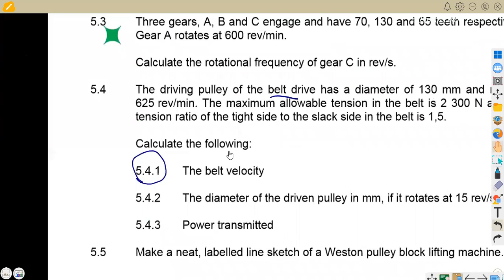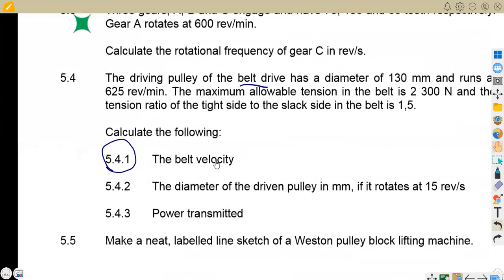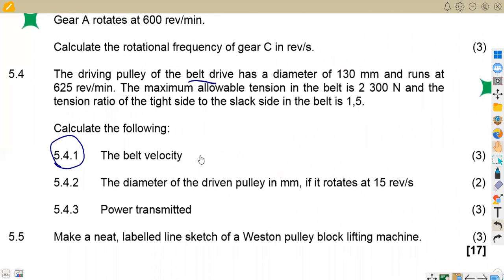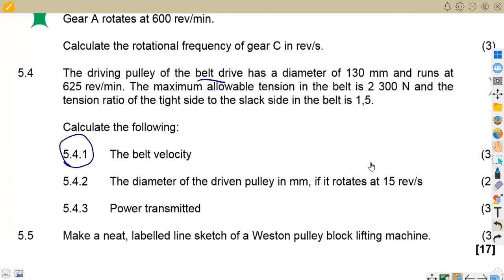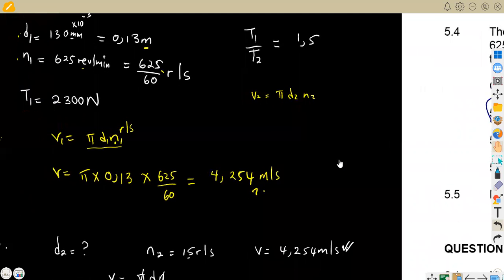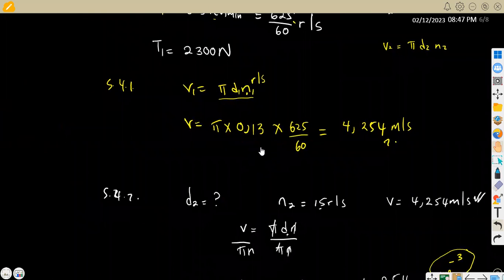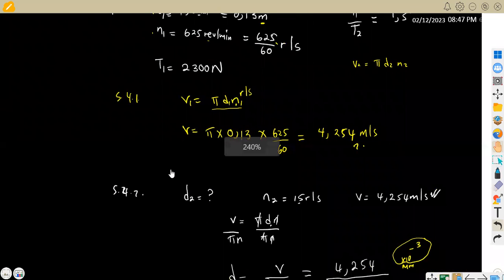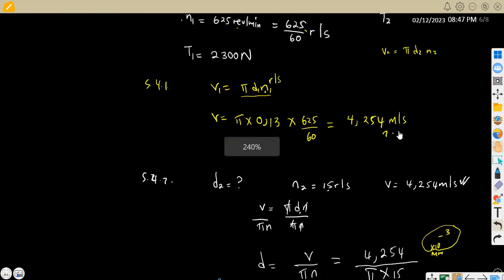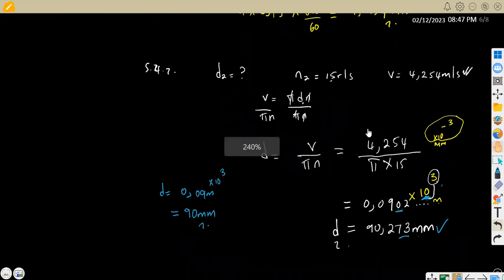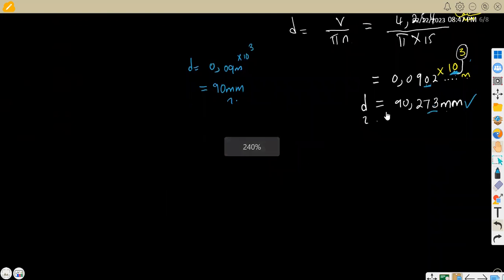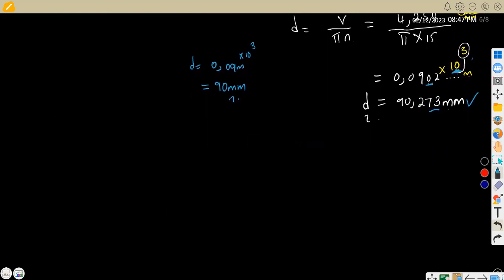Okay, the other part on 5.43 was to calculate the power transmitted, and that is 3 marks. What is going to be the power from this information that we have? We know that for us to have power, we are going to work it from the effective force, that is the effective tension. We know that power is equivalent to, so that's 5.43.